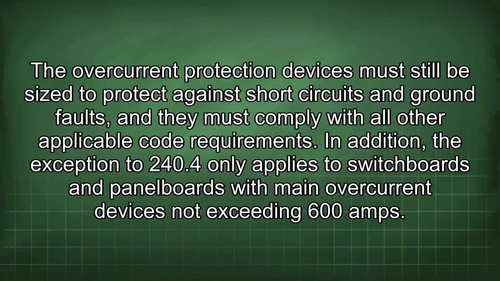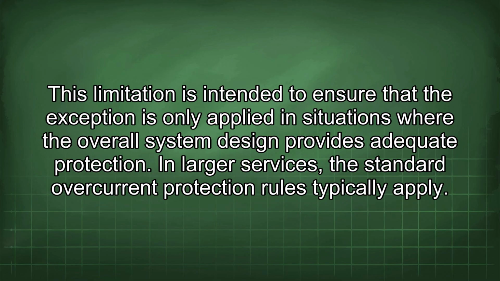In addition, the exception to 240.4 only applies to switchboards and panel boards with main overcurrent devices not exceeding 600 amps. This limitation is intended to ensure that the exception is only applied in situations where the overall system design provides adequate protection. In larger services, the standard overcurrent protection rules typically apply.